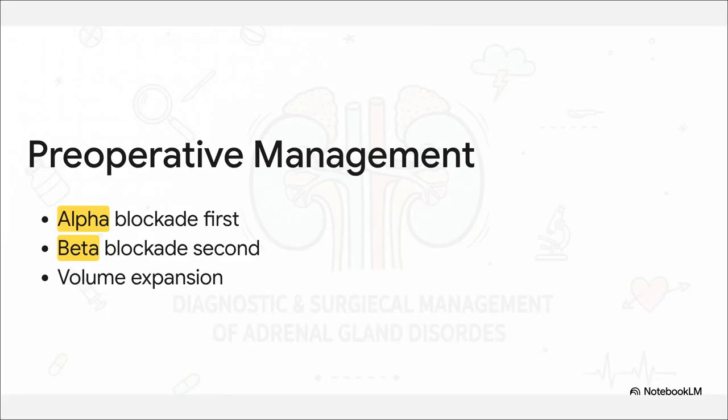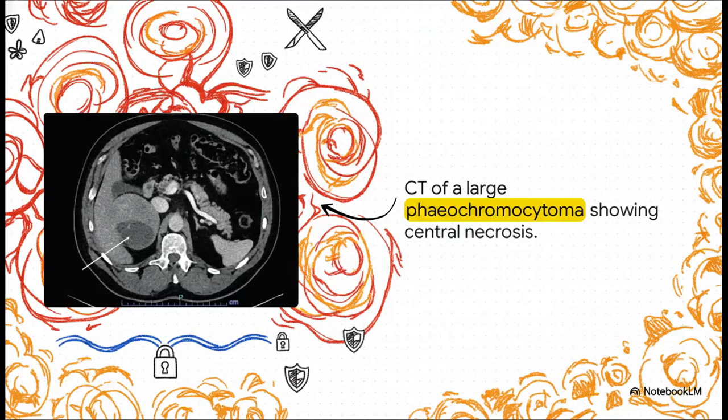Because of that immense volatility, I need to drill in an absolute professor's pearl for your pre-operative management. You must always, and I mean absolutely always, block alpha receptors first, using a drug like phenoxybenzamine. Only after the patient is fully, completely alpha blocked can you even think about introducing beta blockers to control the tachycardia. If you block beta receptors first, you leave all that alpha-mediated vasoconstriction completely unopposed. If you do that, you risk inducing a lethal hypertensive crisis right there on the ward. Don't do it.